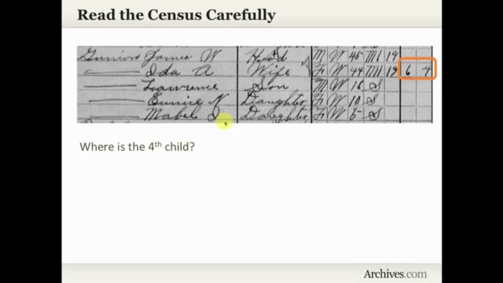But this begs the question, where's the 4th child? So I know, looking at this, I need to do a little bit more research so I can identify that 4th child of Ida's who is still living in 1910.